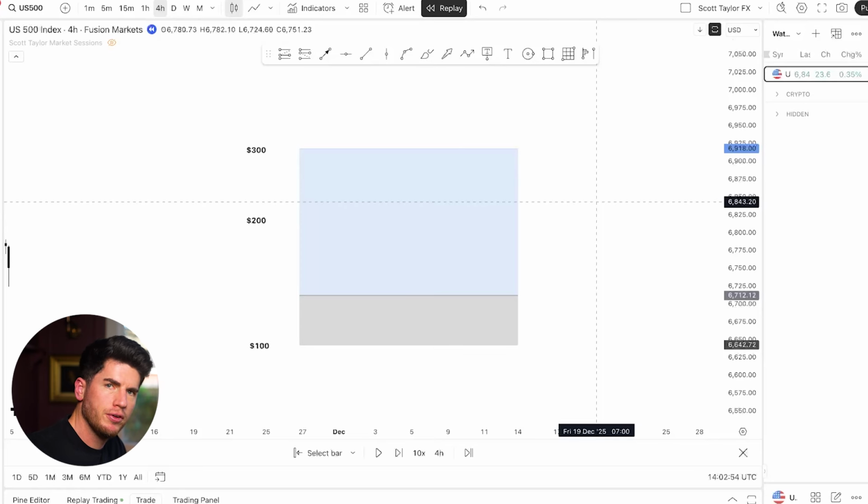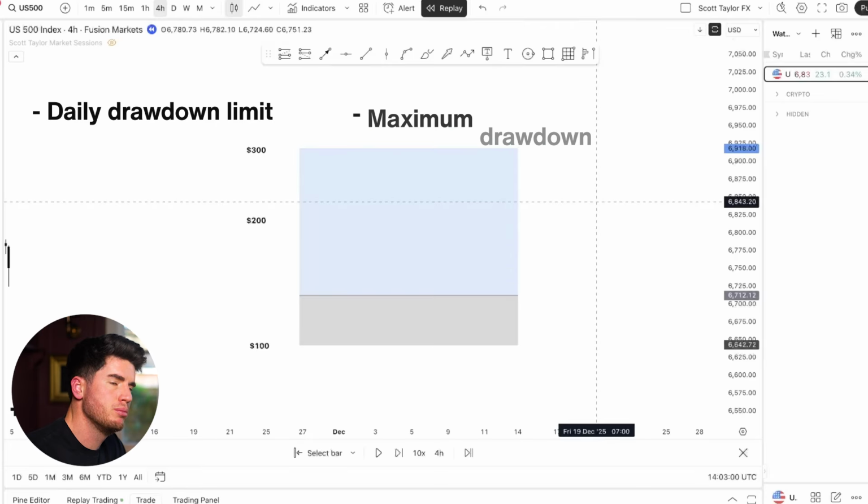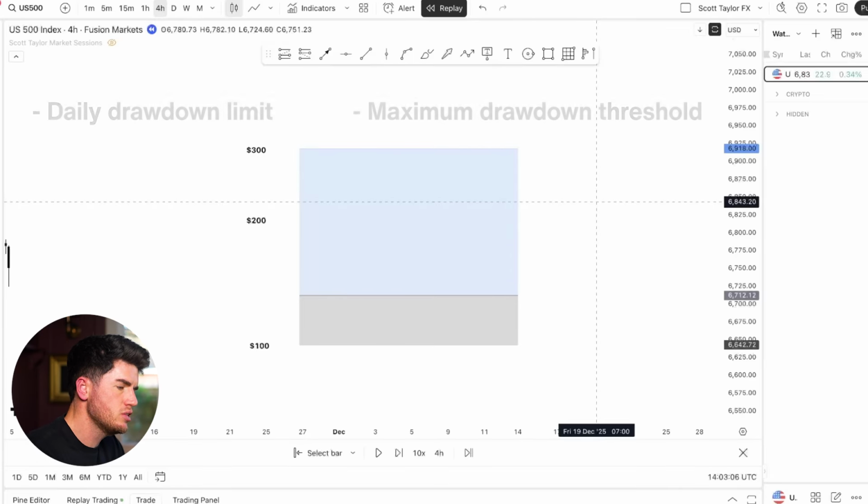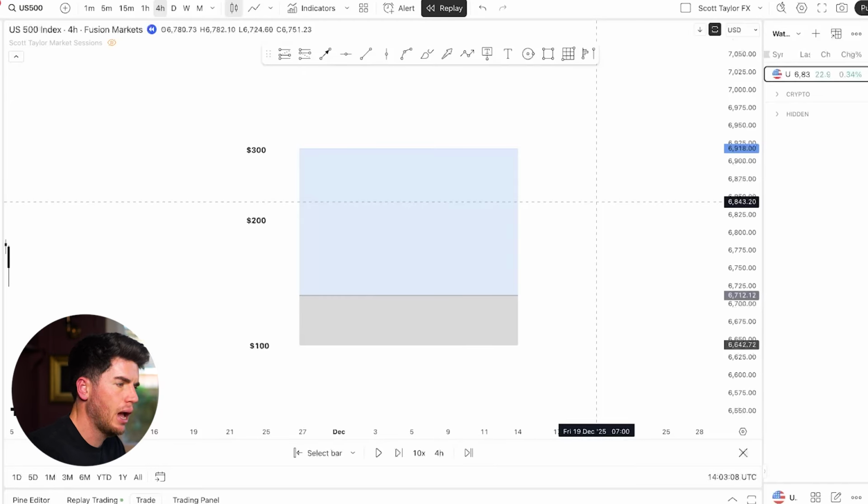If you're trading prop firms, then you will have underlying rules to use, such as daily drawdown limits and maximum drawdown thresholds. From this point of view, your only capital at risk is the fee that you've paid for that challenge or that instant funded account. Whereas when you're trading with personal funds, you're risking every dollar you put into that account.